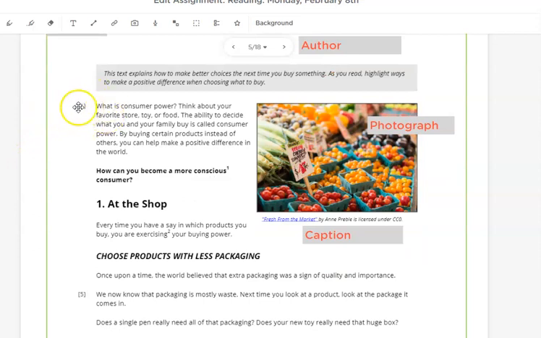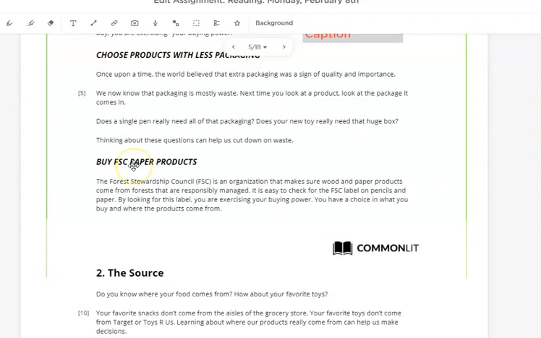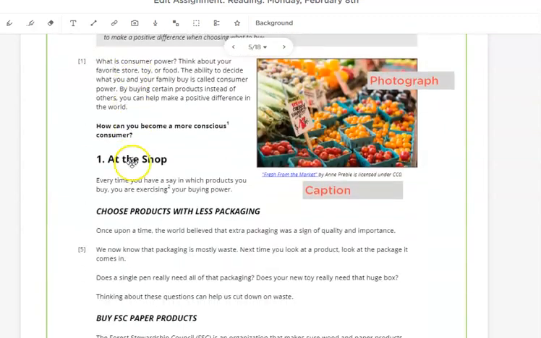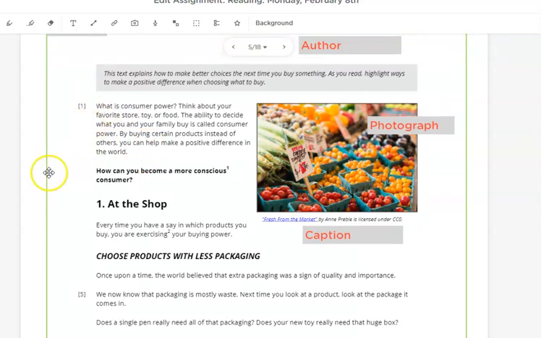You can see these numbers on the side, and that's telling us what line we are on. We will be marking the paragraphs, or more like the sections, for this part. Let's go ahead and begin. What is consumer power? Think about your favorite store, toy, or food. The ability to decide what you and your family buy is called consumer power. When you eat something or you buy something, you are consuming it. By buying certain products instead of others, you can help make a positive difference in the world.